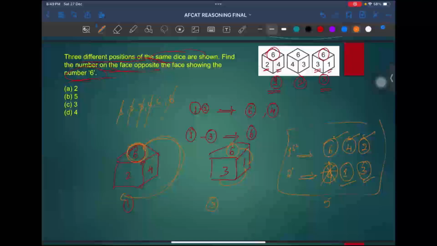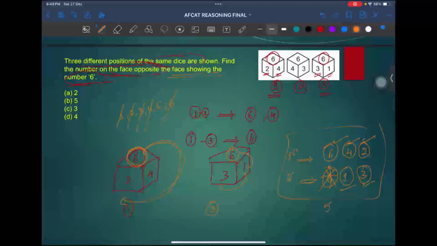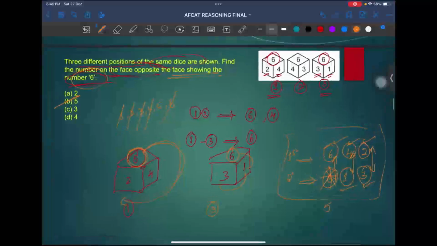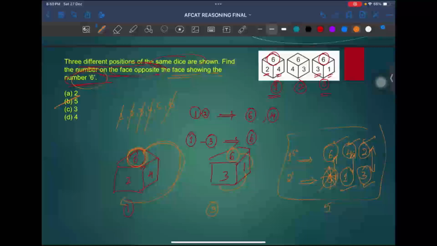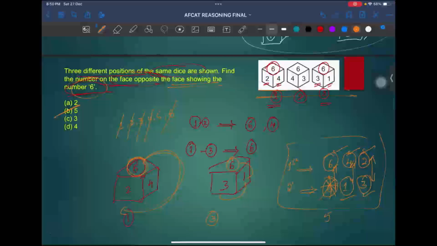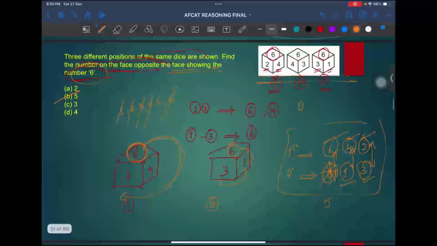So the question is asking, what is the face that is opposite to the number 6? Opposite to the number 6 will be 5, because we know that opposite to 2 it will be 3, opposite to 4 it will be 1, and opposite to 6 it will be some other number. Okay, I guess you understood. The major thing is you just need to find a single number between any given number of dice, such that only a single number should be the common number with different adjacent sides. I hope you understood. If yes, let's move on to the next question.